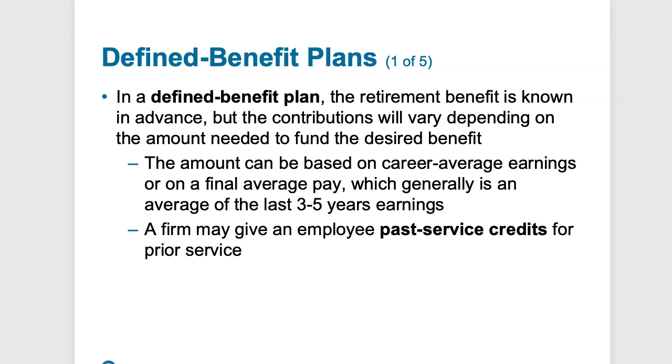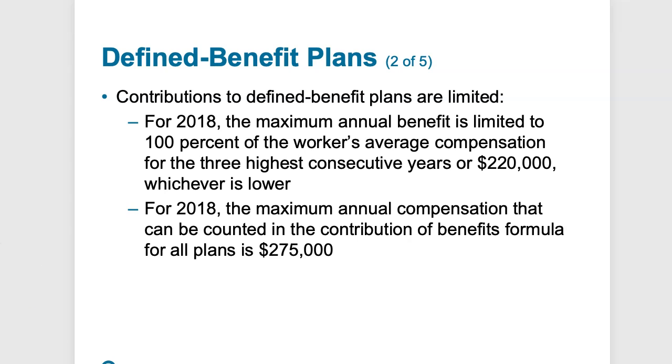Now, the amount is going to be variable depending on the plan. One example, on average career earnings, you could look at the final average pay. Generally, the highest 3 to 5 years of earnings can be the basis of your pension payout. And some firms may give employees a past service credit for prior service in the company. It all depends on how the employer wants to structure it. Instead of saying defined benefit plan here, I'm just going to refer to it as a pension plan as we move forward.